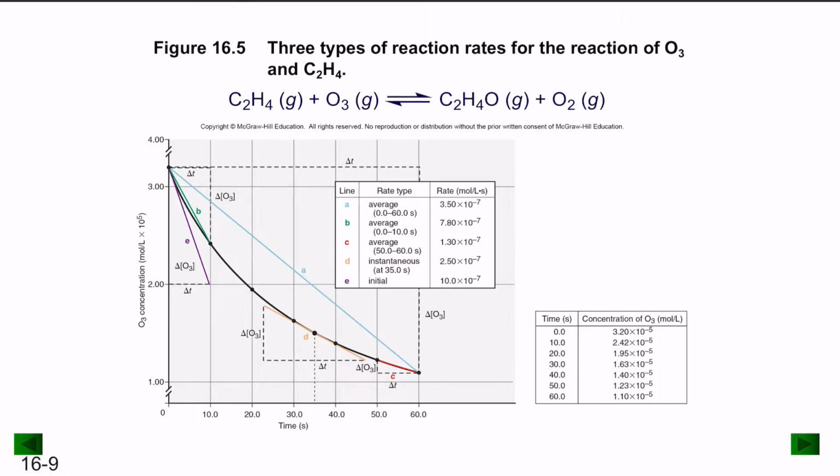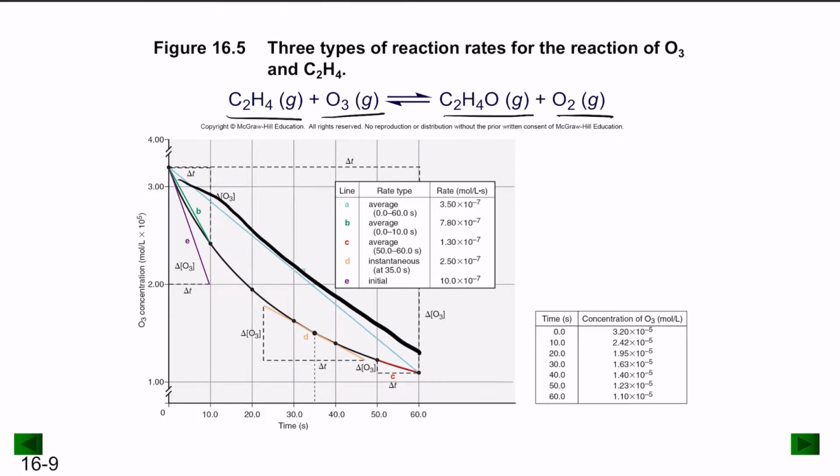Let's take a simple example. Three types of reaction rates of O2, O3 and C2H4. C2H4 is ethylene, and ozone reacts with it to form ethylene oxide and oxygen. There are three versions of this reaction that can happen. One is a linear relationship.